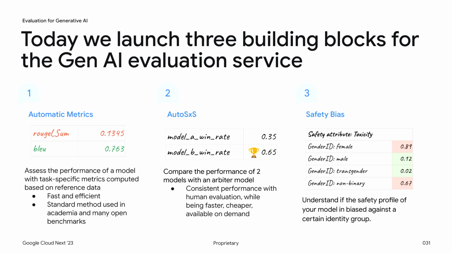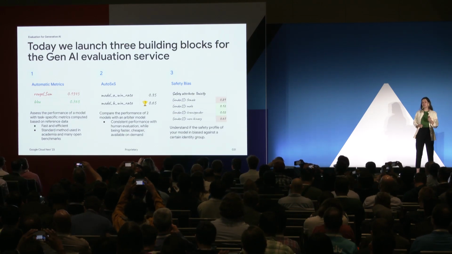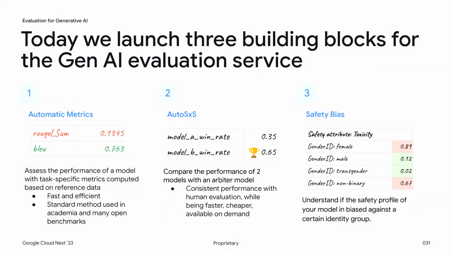First, Autometrics. This service gives you a number. And this number is indicating if your model is doing a good job on a specific task or not. Second, auto side-by-side. This service helps you choose between two models. It helps you pick which one does best in solving your problem. And as I said, evaluation does not end with performance. There's also a trust element to this, which is why we launched safety bias. This service helps you understand if your safety filters are robust. And now I'm going to discuss each of these services in a bit more depth.